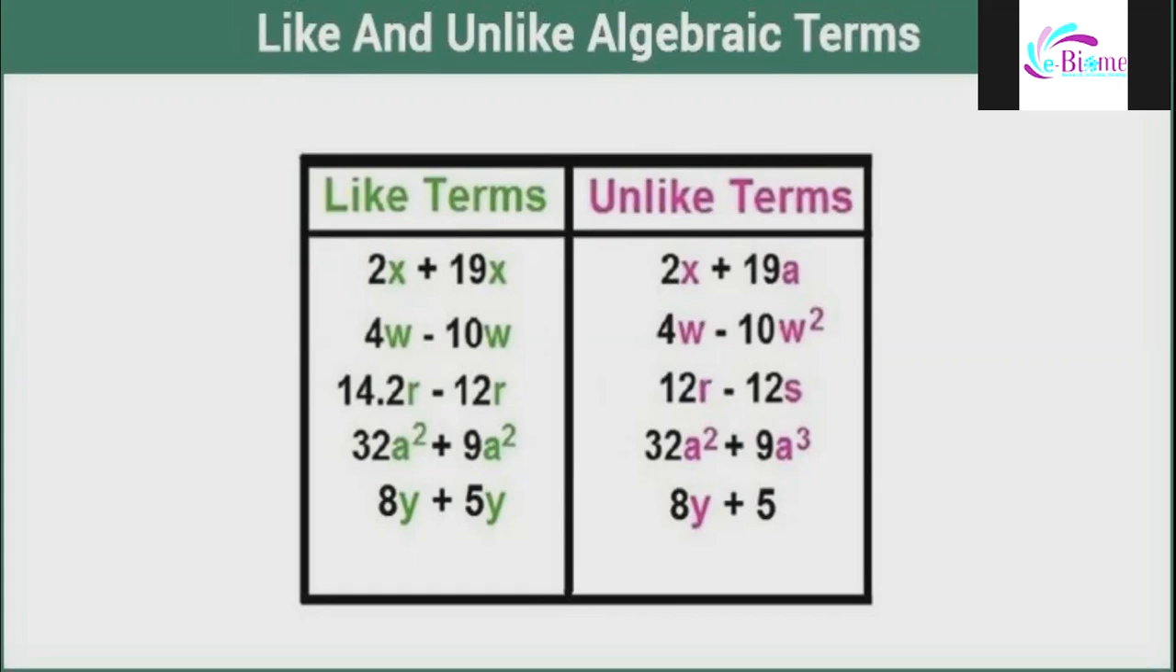The second one is that we have 32a raised to the power of 2 plus 9a raised to the power of 3. Why are these unlike terms? One is raised to the power of 2 and one is raised to the power of 3. Okay, very good. And here we have 8y plus 5. Why are these unlike terms? Because only one has a variable. Very good. Only one has a variable.